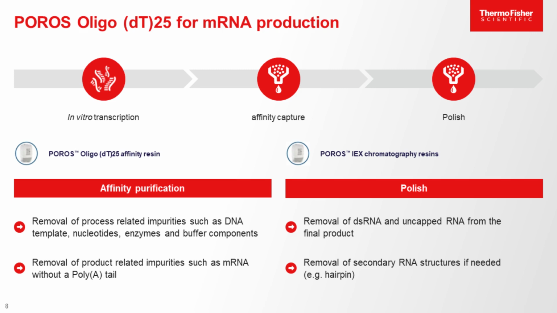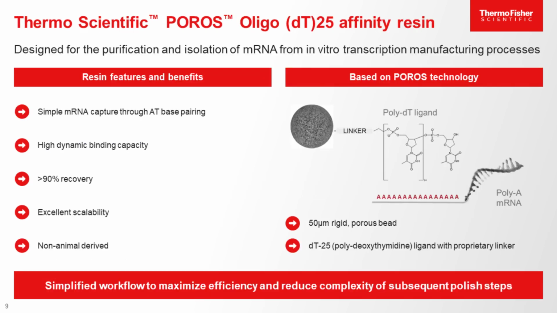After the IVT reaction, the full-length mRNA is selectively captured by the poly A tail with our porous oligo-DT affinity resin. Because of the specificity to the poly A tail, only the full-length mRNA remains after the affinity capture step. Additionally, this step enables the removal of process-related impurities such as DNA template, nucleotides, enzymes, and buffer components. An additional polish step can also be done to remove double-stranded RNA and uncapped RNA from the final product. This step can also remove secondary RNA structures if needed.